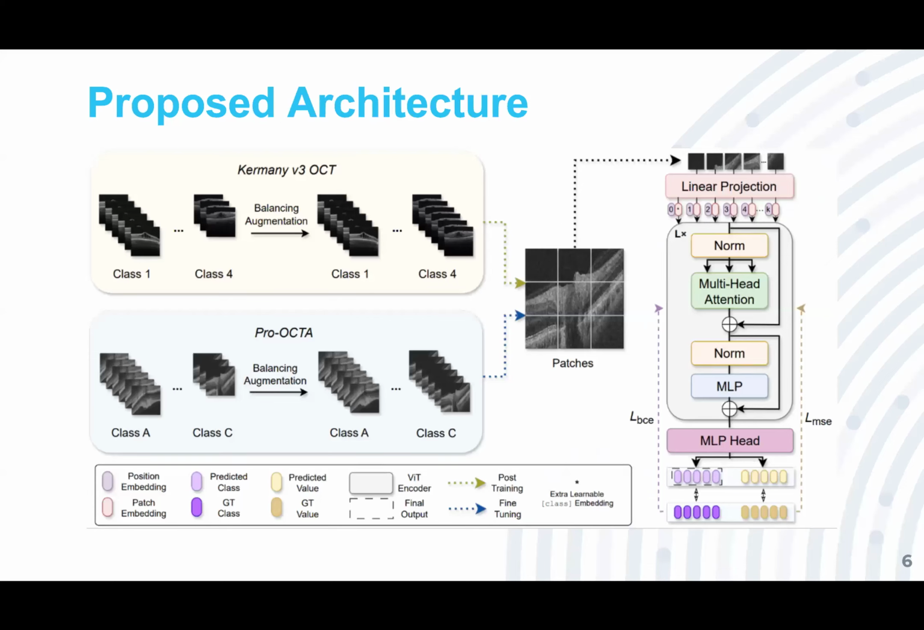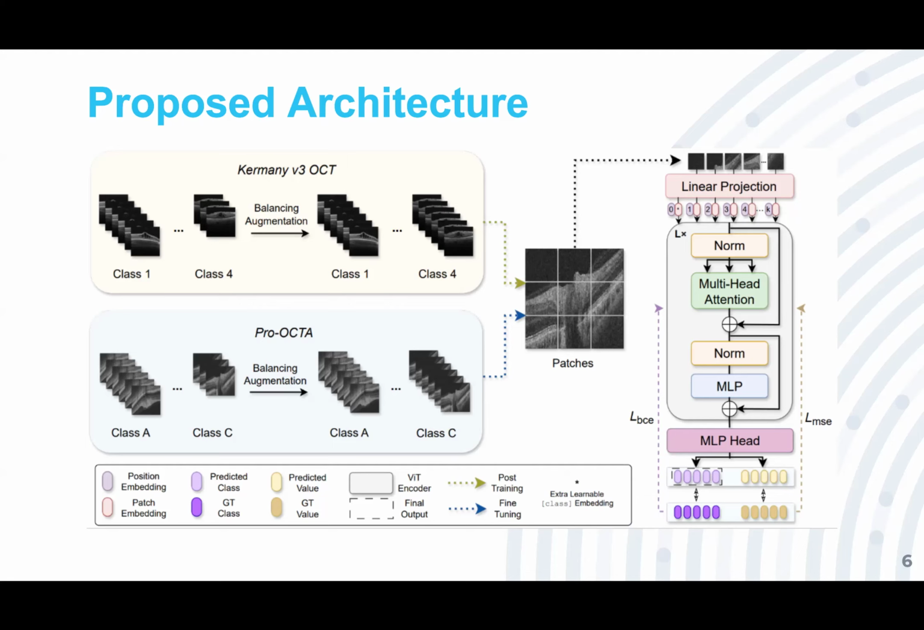We utilize a vision transformer as our backbone combined with a linear classification head. The ViT encoder is pre-trained on COVID ViT and further fine-tuned via transfer learning for our downstream task. To augment the learned representation of ViT, we additionally perform post-training on the Command V3 OCT dataset as an initialization for our oxygen saturation prediction task on PROC OCTA.